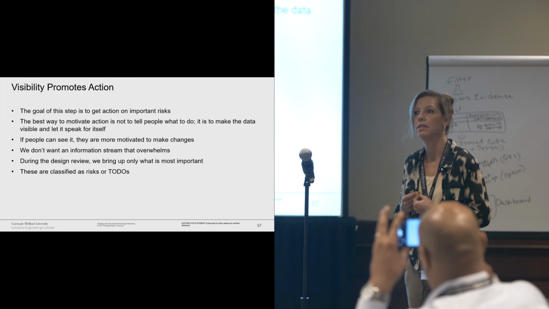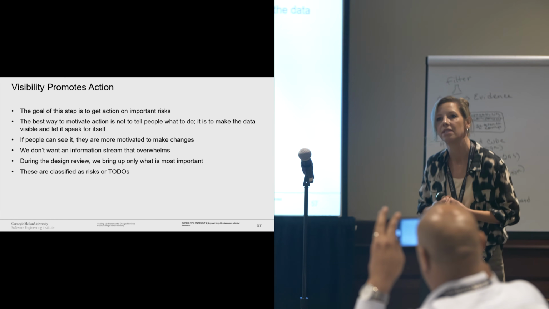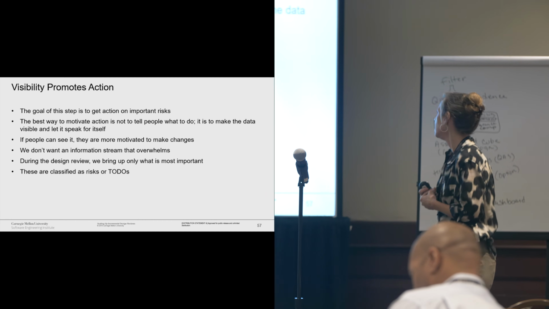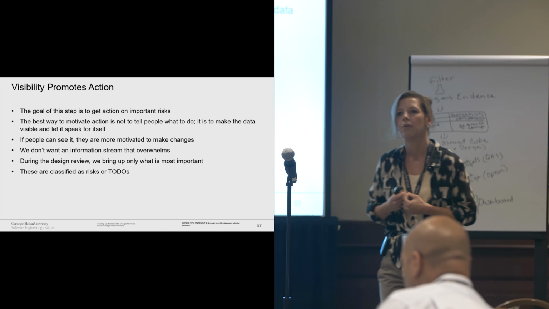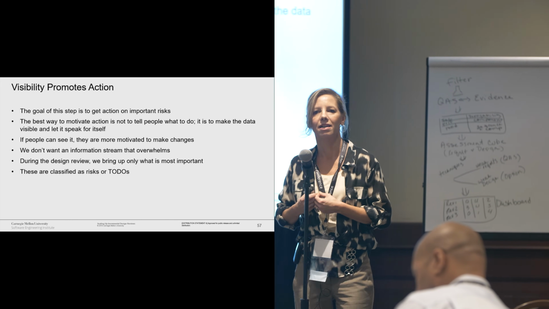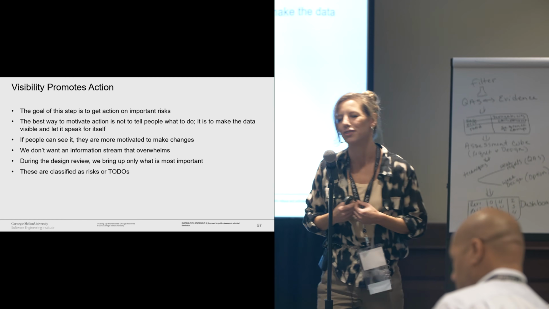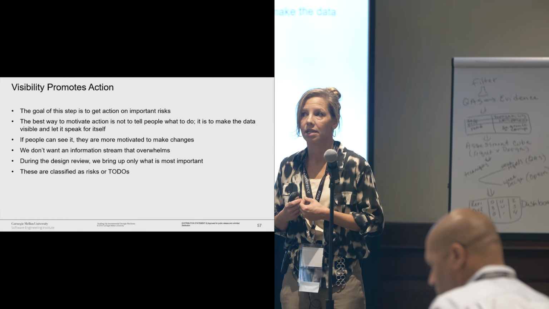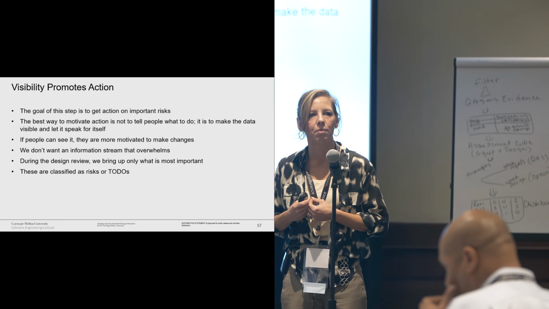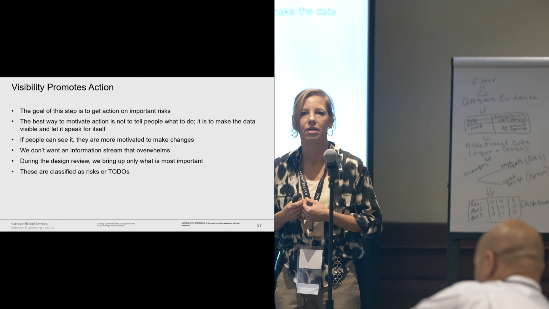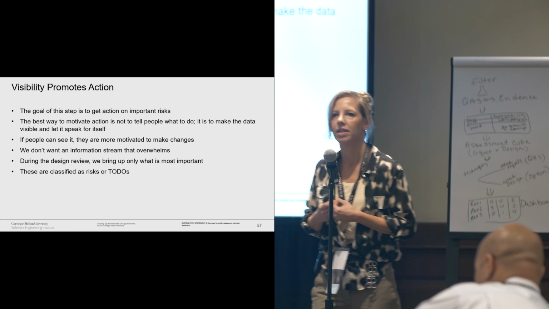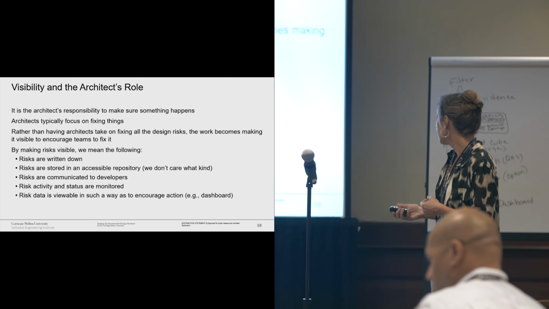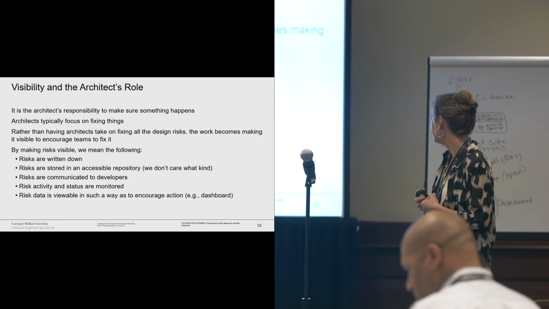That means that you as architects have to be really proactive and heavy-handed with trying to get them fixed. One of the strategies that we use: we have tried stomping our feet and jumping on tables and a variety of other things, and they don't work. But when you make the data visible, it does work. And so more and more we are trying to make our risk data very visible, and it motivates a lot more action when we do that. So let me talk a little bit more about that.